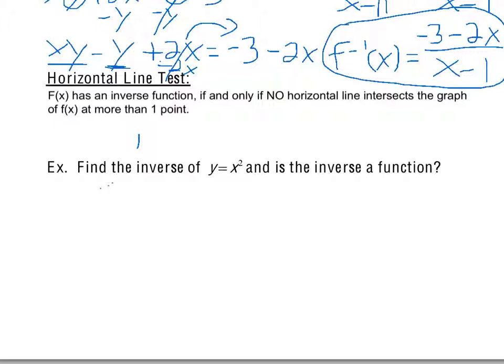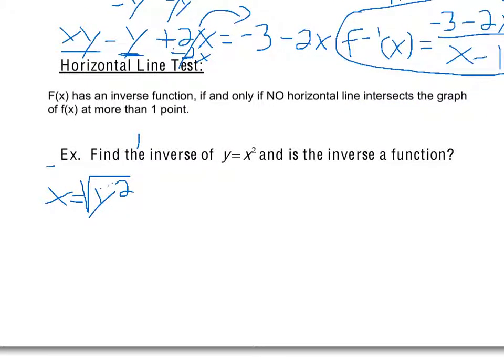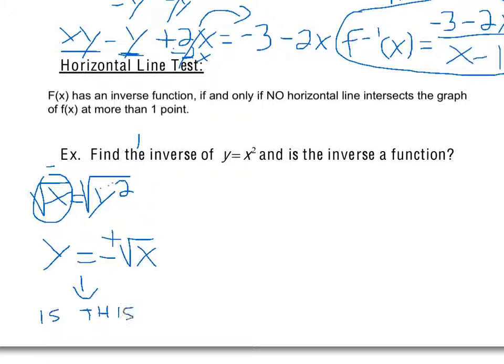Let's find the inverse. Now, I don't have f of x, so I already have y. Let's switch it so it's x equals y squared. Then let's take the square root. I want to get y by itself, so I take the square root of both sides. So then we have y equals, and when I take the square root of this x, it becomes plus or minus square root of x. So that's the equation. Now, here's the question: is this a function?